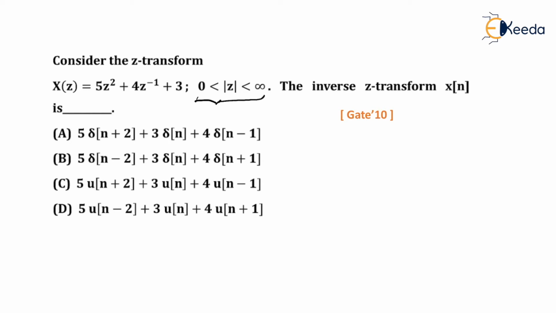Let's see. X of z is given and they are asking you the inverse z transform, that is x of n. Let us handle this. So given x of z is 5z square plus 4z inverse plus 3, and they are asking you for x of n.